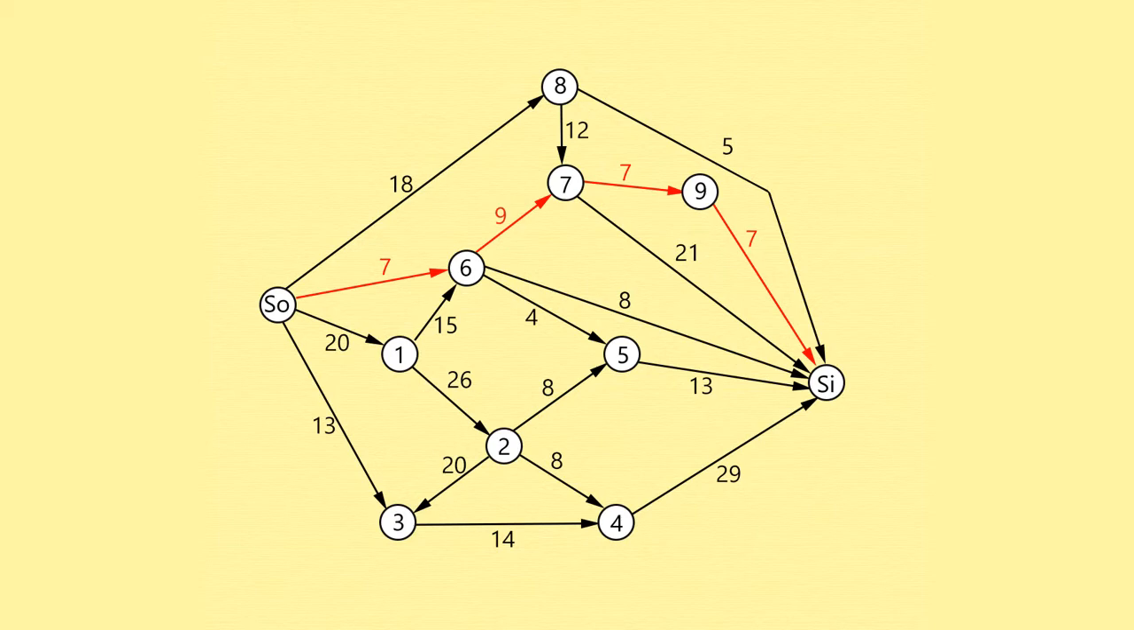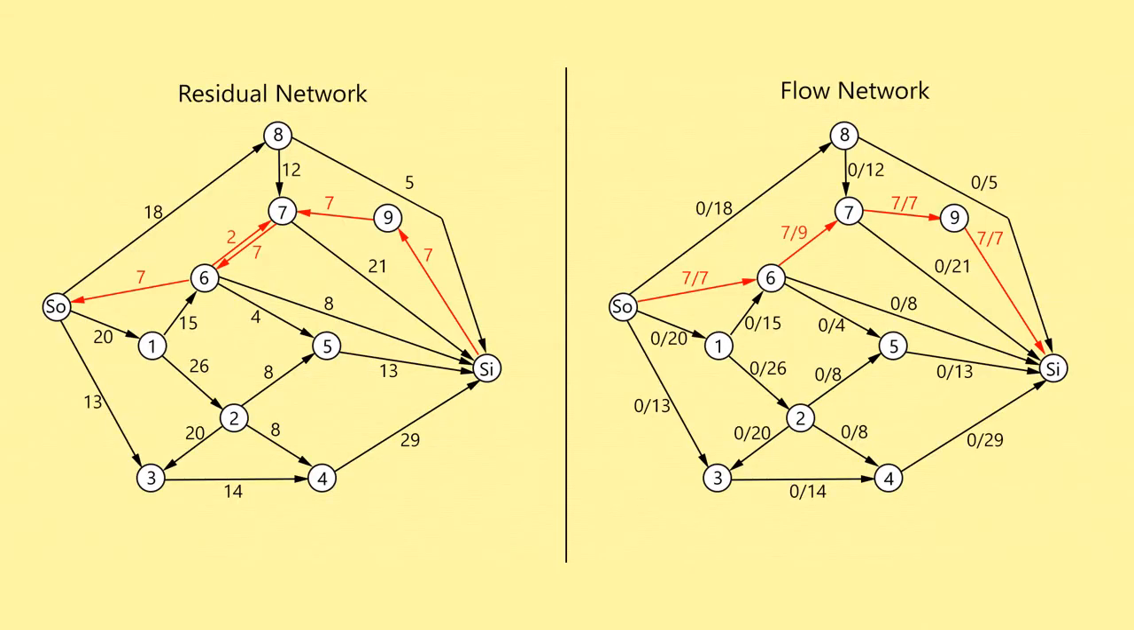We augment the residual network with the residual capacity. You can think of this as a fancy way of saying we add the residual capacity to the flow down the edges in our path which match the edge direction in the flow network, and subtract the residual capacity from the flow down the edges in our path which oppose the flow network's edge direction. On the right, we can see the added flow on the flow network. The number before the slash is the current flow down the edge, and the number after the slash is the capacity of the edge. On the left, we see the modified residual network.